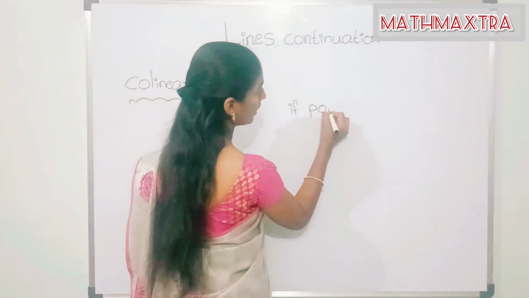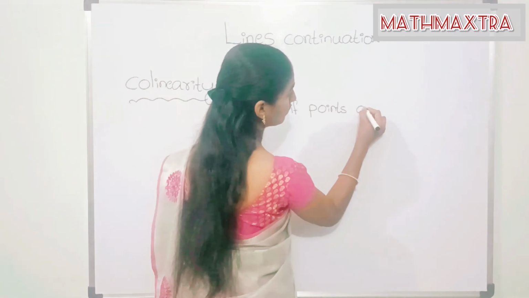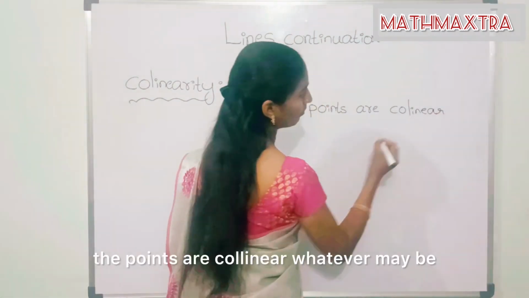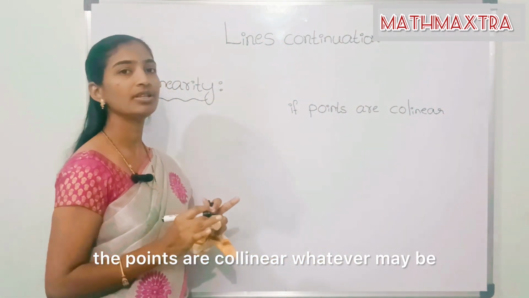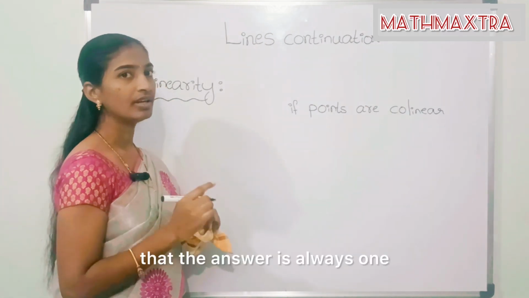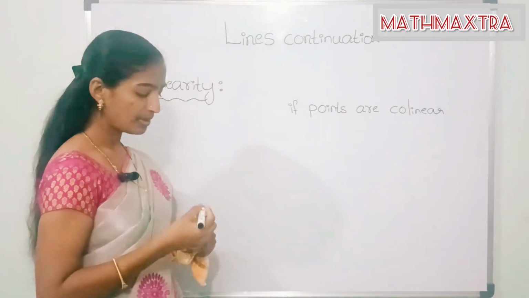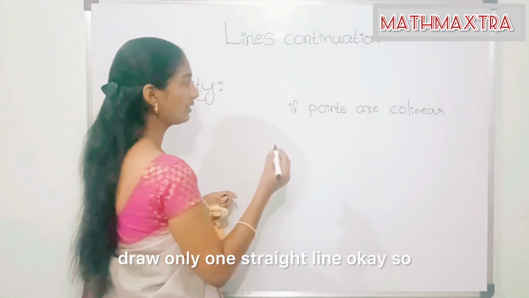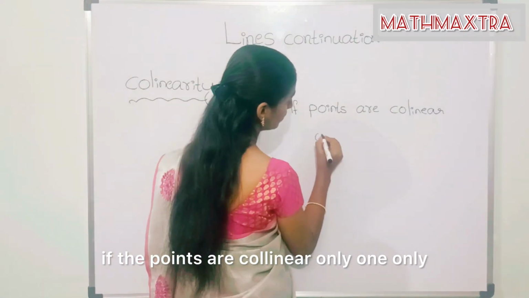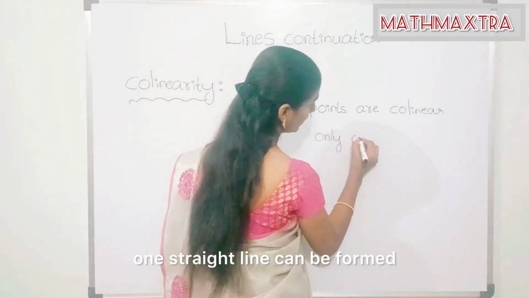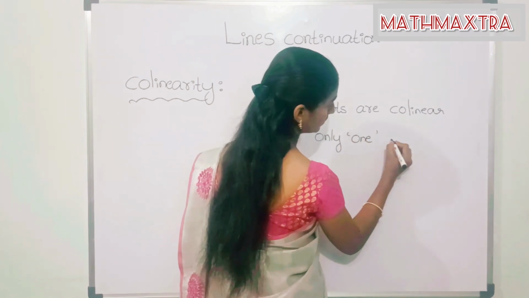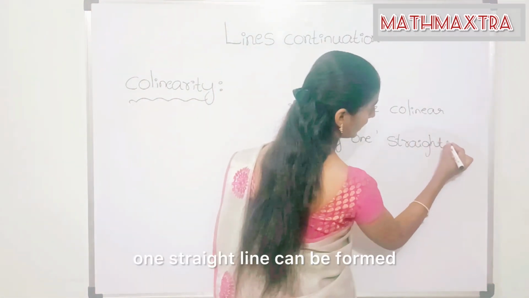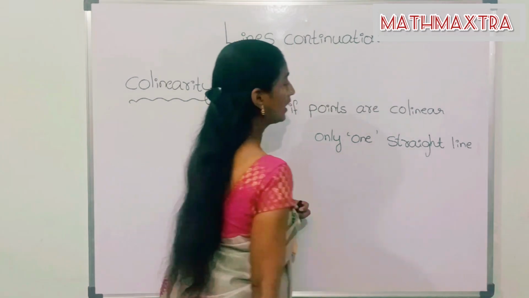If the points are collinear, whatever the number of given points is, the answer is always 1, because with collinear points we can draw only one straight line. So if the points are collinear, only one straight line can be formed.